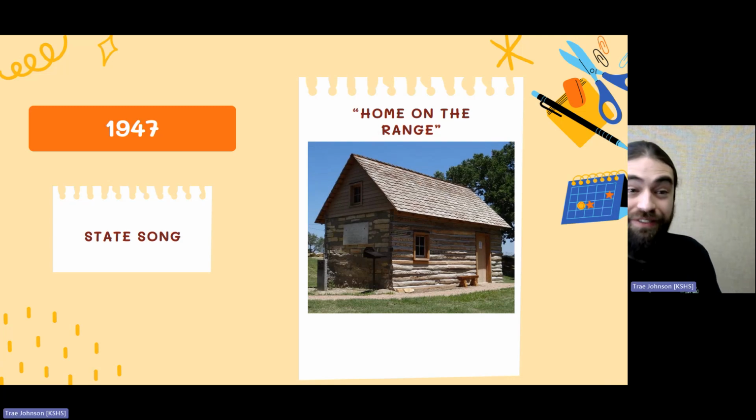In 1947, we get our state song, Home on the Range. It was originally written by Smith County, Kansas resident Brewster Higley in the early 1870s. It was later set to music by Daniel E. Kelly. Higley's original poem was called My Western Home. The song would go on to be sung by cowboys and used widely even into modern times.